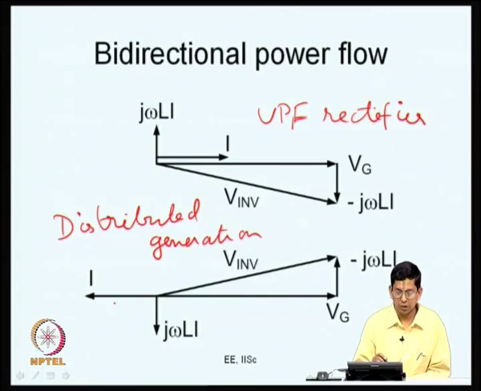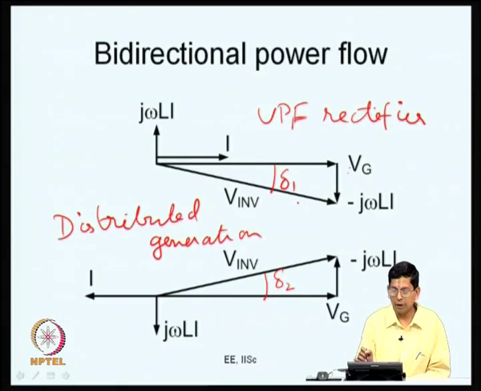Because of that, what happens? The reactance drop, the direction changes. So, now here you have this V inverter, here you have this. If you look at the first case, Vg, that is the grid voltage, is leading V inverter by a certain angle delta. If you look at the next case, here V inverter is leading. Let me call this delta 1, let me call this delta 2.